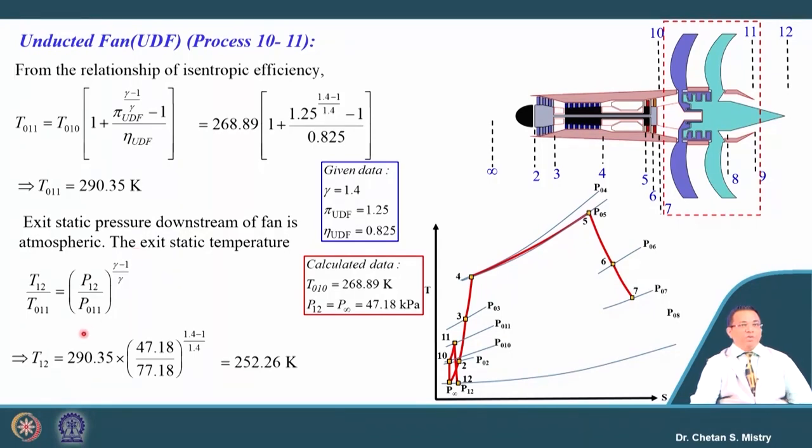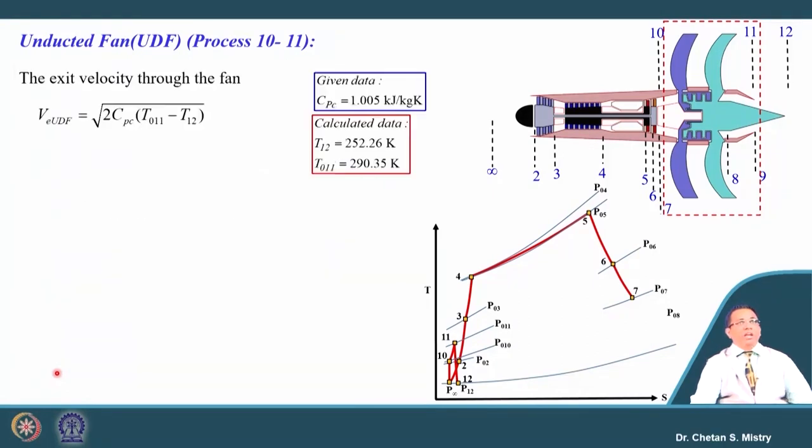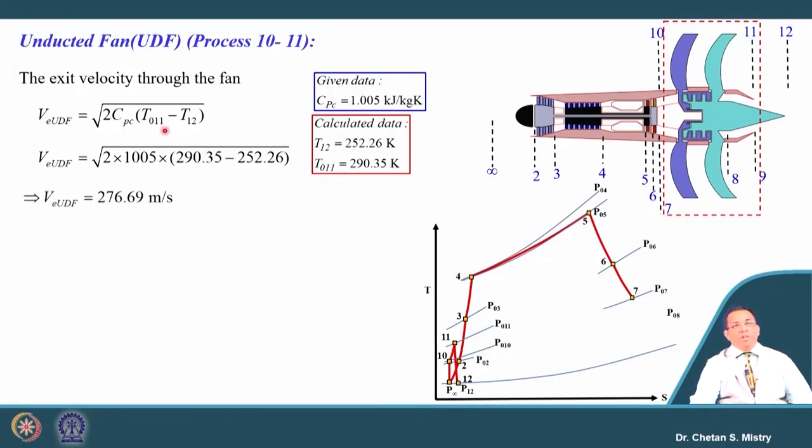Now, just realize what is the use of this number. This static temperature is what is used for the calculation of the exit velocity from the unducted fan. So, this exit velocity can be written in terms of this equation. If we have the information, we can say it is 2 Cp delta H, and this delta H we are writing in terms of temperature. So, here the exit velocity is coming to be 276.69 meter per second.